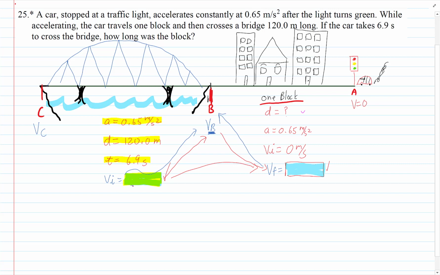What formula do we use now that we have these 3 givens? The one without VF that I just got rid of is D equals VIT plus 1/2 AT squared. So it's not a quadratic because we already know the t there. We're going to be able to solve it quite easily here. This is going to be 120 equals the initial speed, that's what we're trying to solve, so I'll put that in black so it stands out. And then the other values. T is 6.9 plus 1/2, A is 0.65 and T is 6.9 squared.